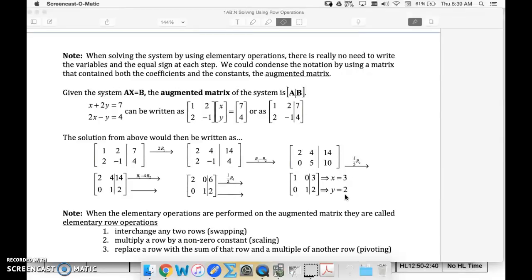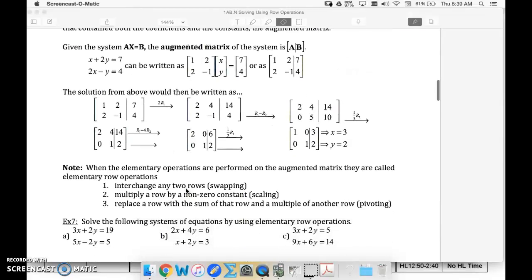We use slightly different vocabulary when talking about row operations on the augmented matrix. Interchanging two rows is called swapping. We scale when we multiply by a non-zero constant. And we pivot if we replace rows with sums of a row that's a multiple.